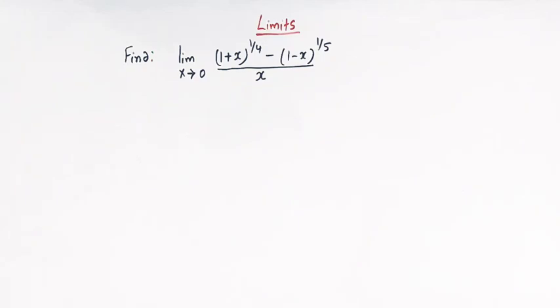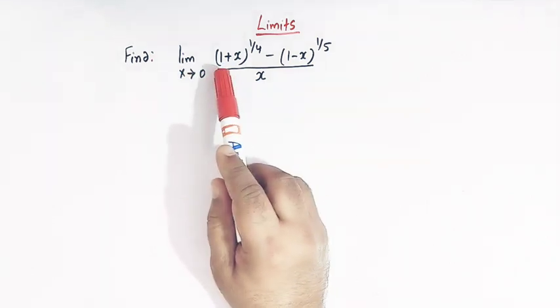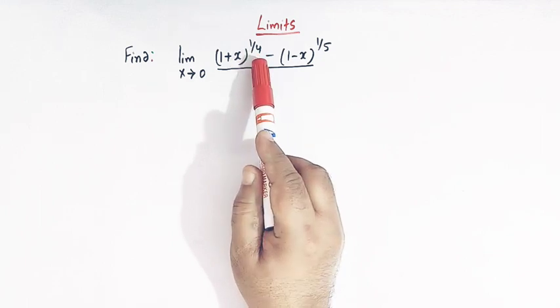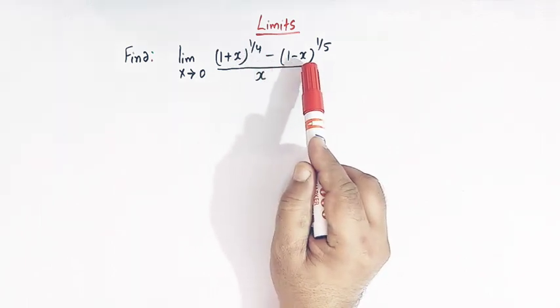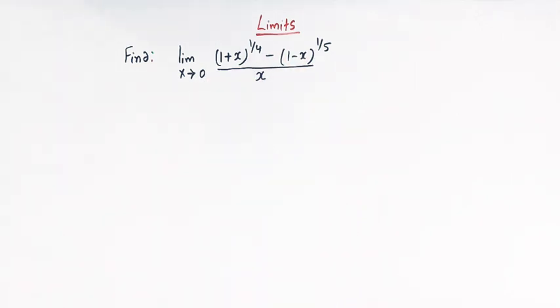Hello viewers, in today's class we are going to discuss one important problem from limits. Here we have to evaluate this limit: limit x tends to 0, (1 plus x) raised to 1 over 4 minus (1 minus x) raised to 1 over 5, divided by x.